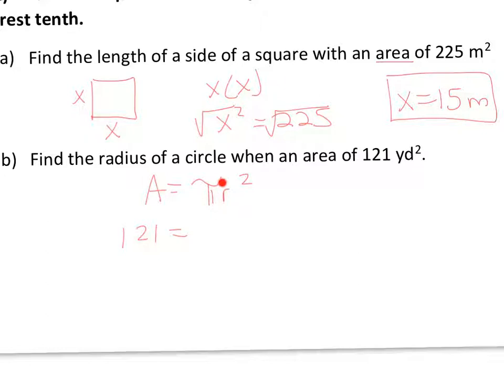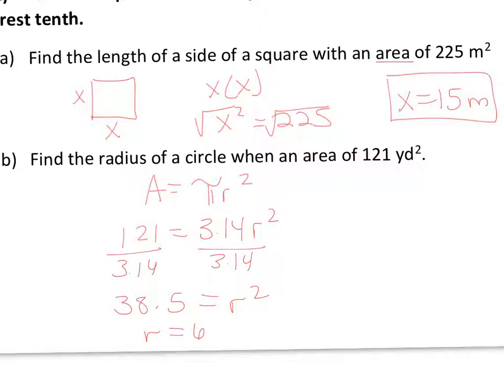Remember, if they say exact, we want an exact answer, we leave pi in it. But since they're asking us to round it off, we're going to use our 3.14 times r squared. Again, you're going to isolate first, so you're going to take 121 and divide it by 3.14. When we do that, rounding to the nearest tenth, you get 38.5 equals r squared. Then in your calculator, take the square root, and your radius would be 6.2 yards when rounded off correctly. All right, that concludes notes for 9-6.